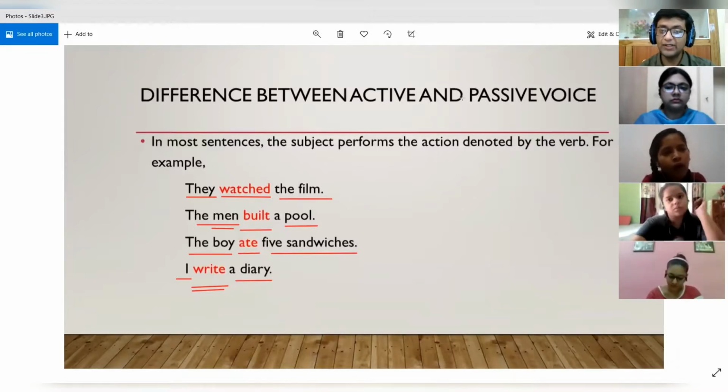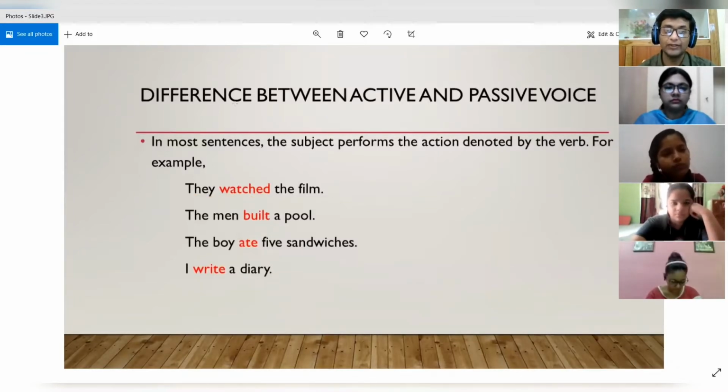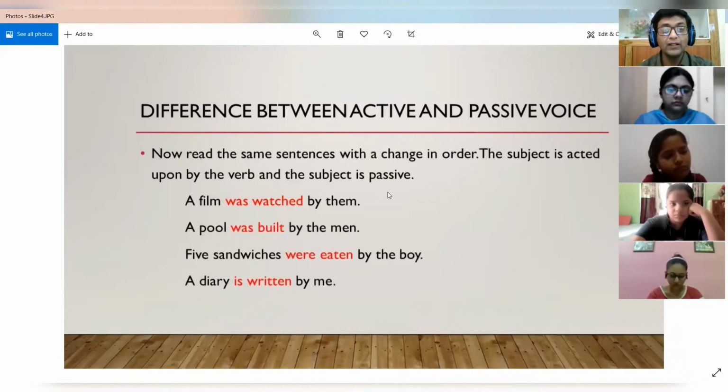Now we will see some examples of the passive voice, that what happens in a passive voice. So now read the same sentence with a change in order. We will take the same sentences and we will see when their order is changed. The subject is acted upon by the verb and the subject is passive. So in the previous sentences, the subject was doing something. It was active in nature. It was performing a certain action.